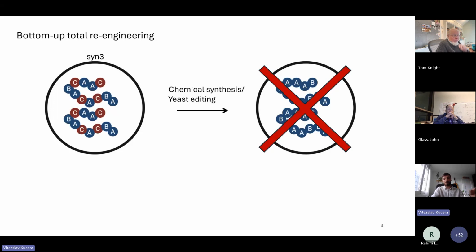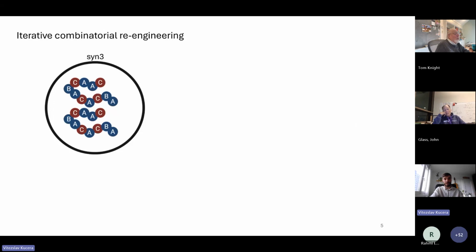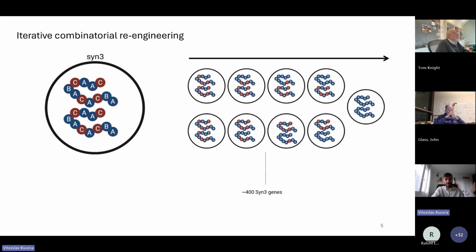So we want to approach this from a more top-down approach and gradually decrease the composition of the proteome of the SYN3. And for that, the best way to do that would be for us an iterative combinatorial engineering, so genome engineering. So we take the SYN3 and iteratively we remove or replace the amino acids inside the genes, some selected amino acid that we will choose one by one, and see what effect it does have.